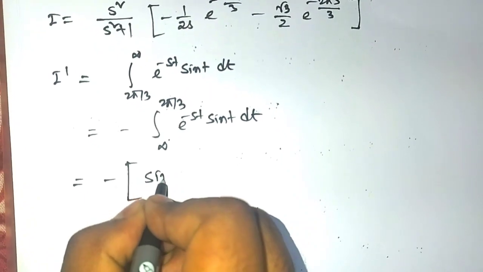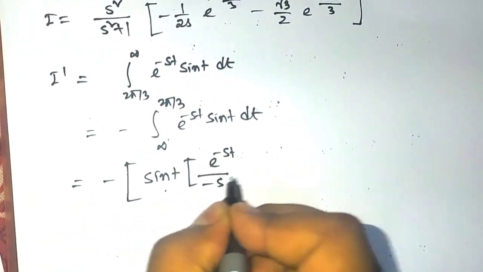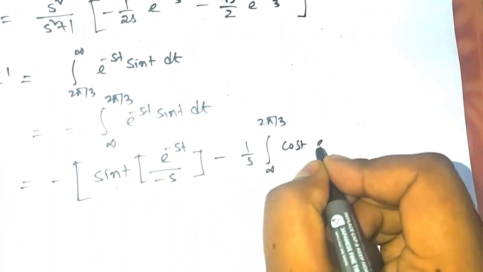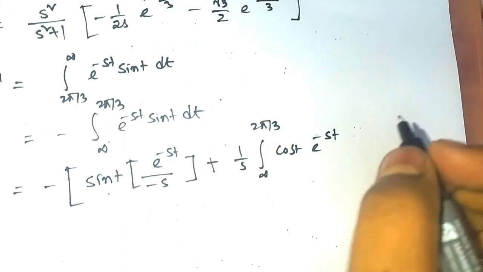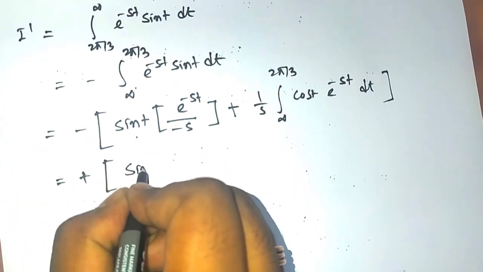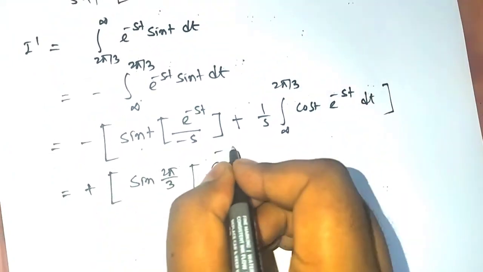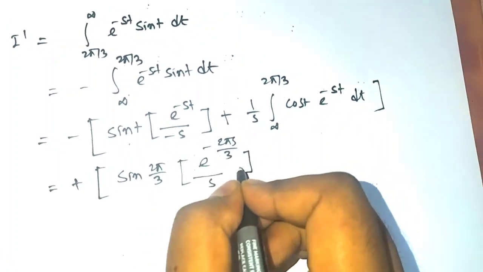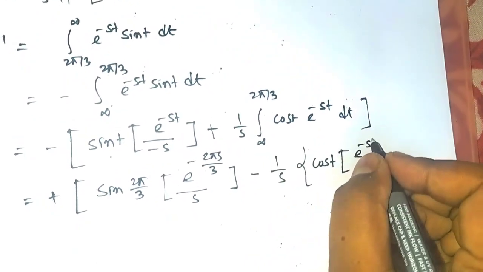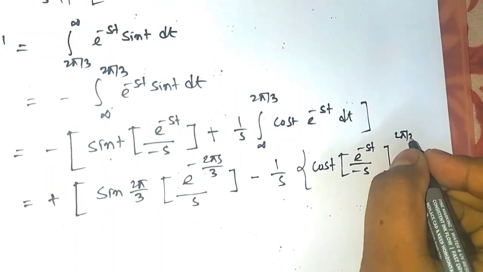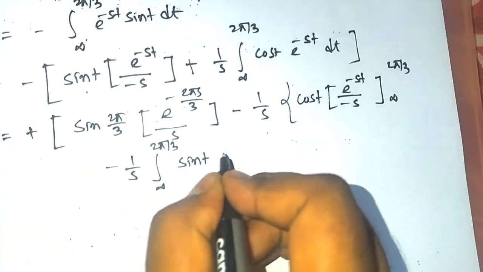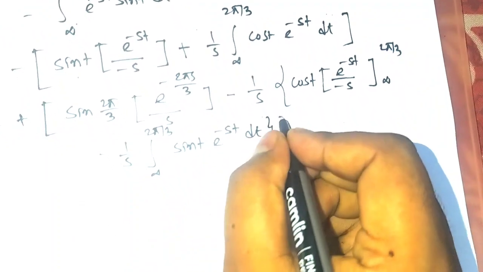So here, minus of sin t e to the power minus st by minus s, plus minus 1 by s, infinity to 2 pi by 3, cos t e to the power minus st dt, clear. So I dash equals plus sin 2 pi by 3 into e to the power minus 2 pi s by 3 by s, minus 1 by s, cos t e to the power minus st by minus s, infinity to 2 pi by 3, minus 1 by s, infinity to 2 pi by 3, into sin t e to the power minus st into dt.